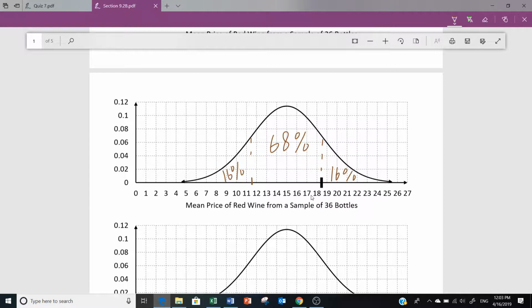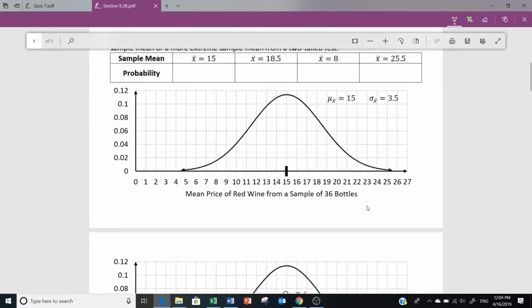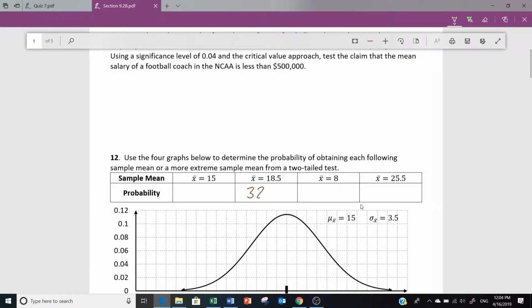So the probability of getting this sample mean, which is 18.5, or a more extreme sample mean would be what? Where are the extreme values? Are they in the middle of the 68%? No, on the outside. So what's the probability of getting 18.5 or more extreme? Well, we're talking about two-tailed here, so it'd be 32%. Very good. We're doing all these for two-tailed. So the first one would be 32%, so this box here is 32%.